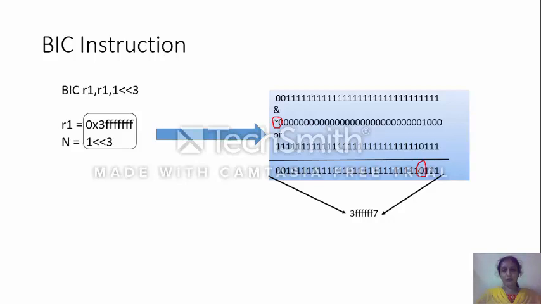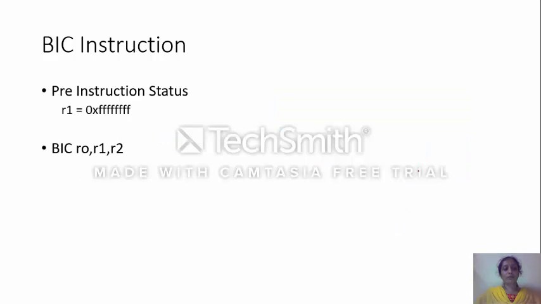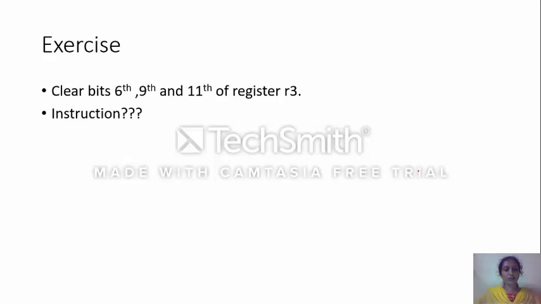So this is about the BIC instruction. It's done. The third bit, 0, 1, 2, 3, is cleared by this. So after the execution of this instruction, the contents of R1 will be 0xFFFFFFF7. So this is the execution of the instruction, and this is how it is used for clearing bits.